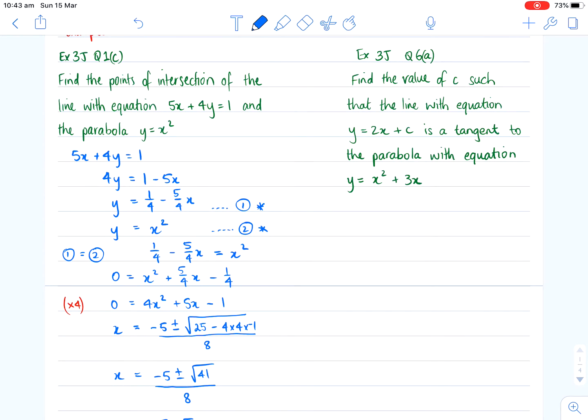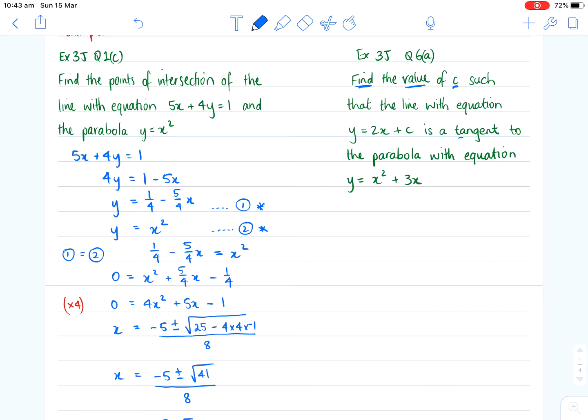Okay, my second example is also from exercise 3J, and it's question 6A. It says, find the value of c such that the line with equation y equals 2x plus c is a tangent to the parabola with equation y equals x squared plus 3x. Let's first look at what we actually need to do. So our questioning words are find the value of c. So we have to work out what c is.